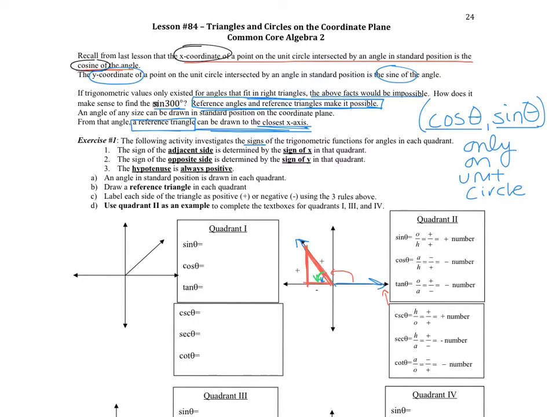So when I start to label things, the adjacent side is determined by the sign of x. This adjacent side to this angle is x here, and in the second quadrant it is a negative value. The opposite side from this angle is over here. That's determined by the sign of y in that quadrant, so that's a positive sign, since y goes up here. And this is a very important thing that you need to memorize: the hypotenuse is always positive, not having to do with x or y. It is always positive no matter where we draw it. These two are determined by x and y. The hypotenuse is always positive.